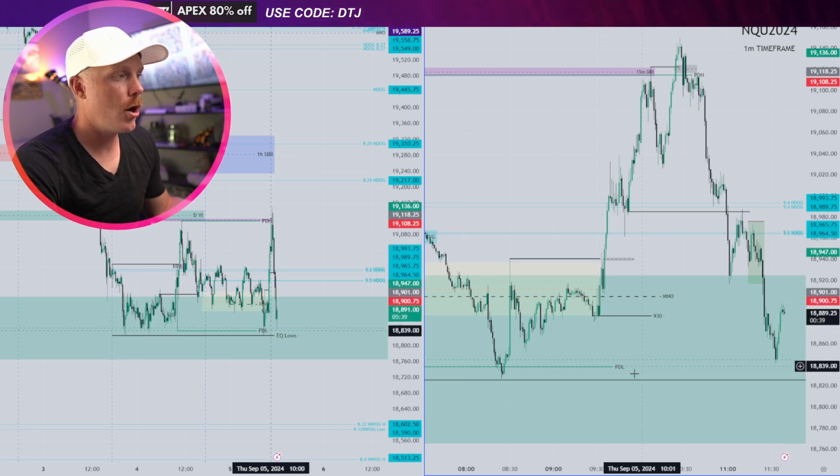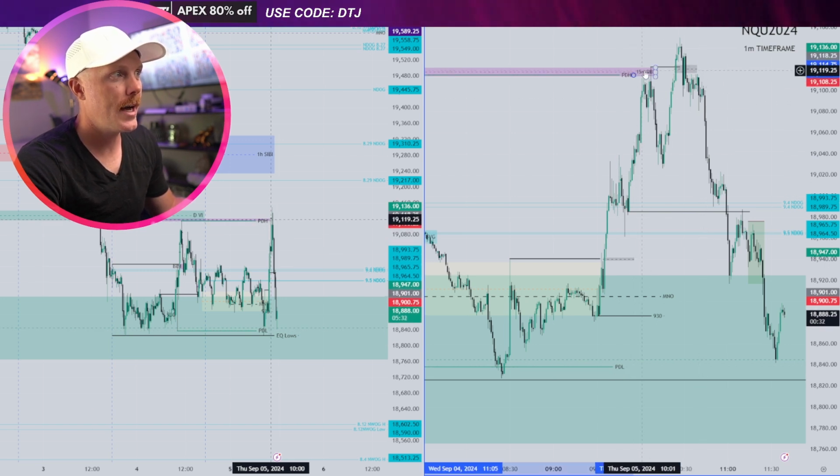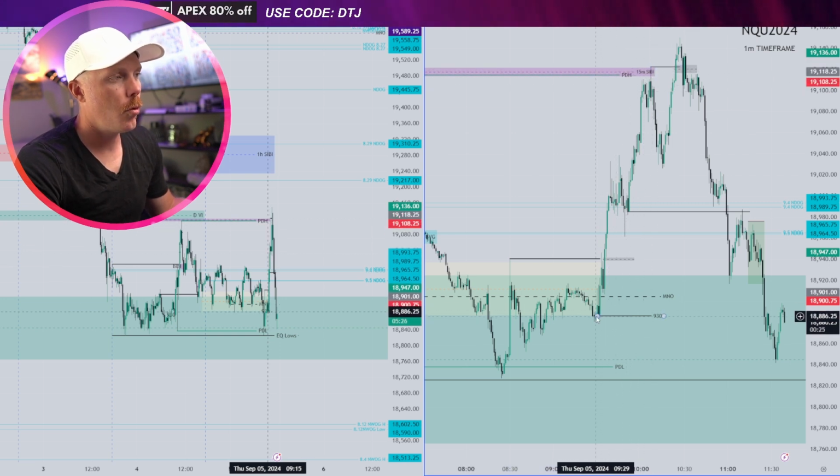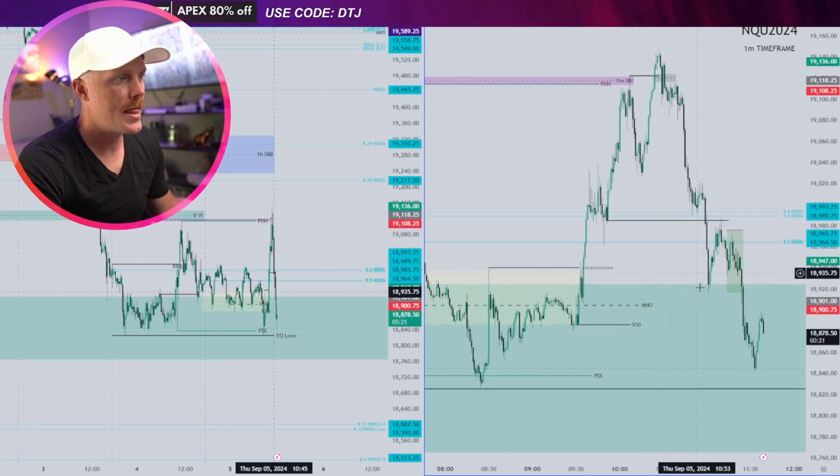Then we mark out our previous day low and our previous day high, which is sitting right here. Now the previous day high is also sitting within this 15-minute fair value gap. So what I expected price to do was to come up to this level and then sell off.